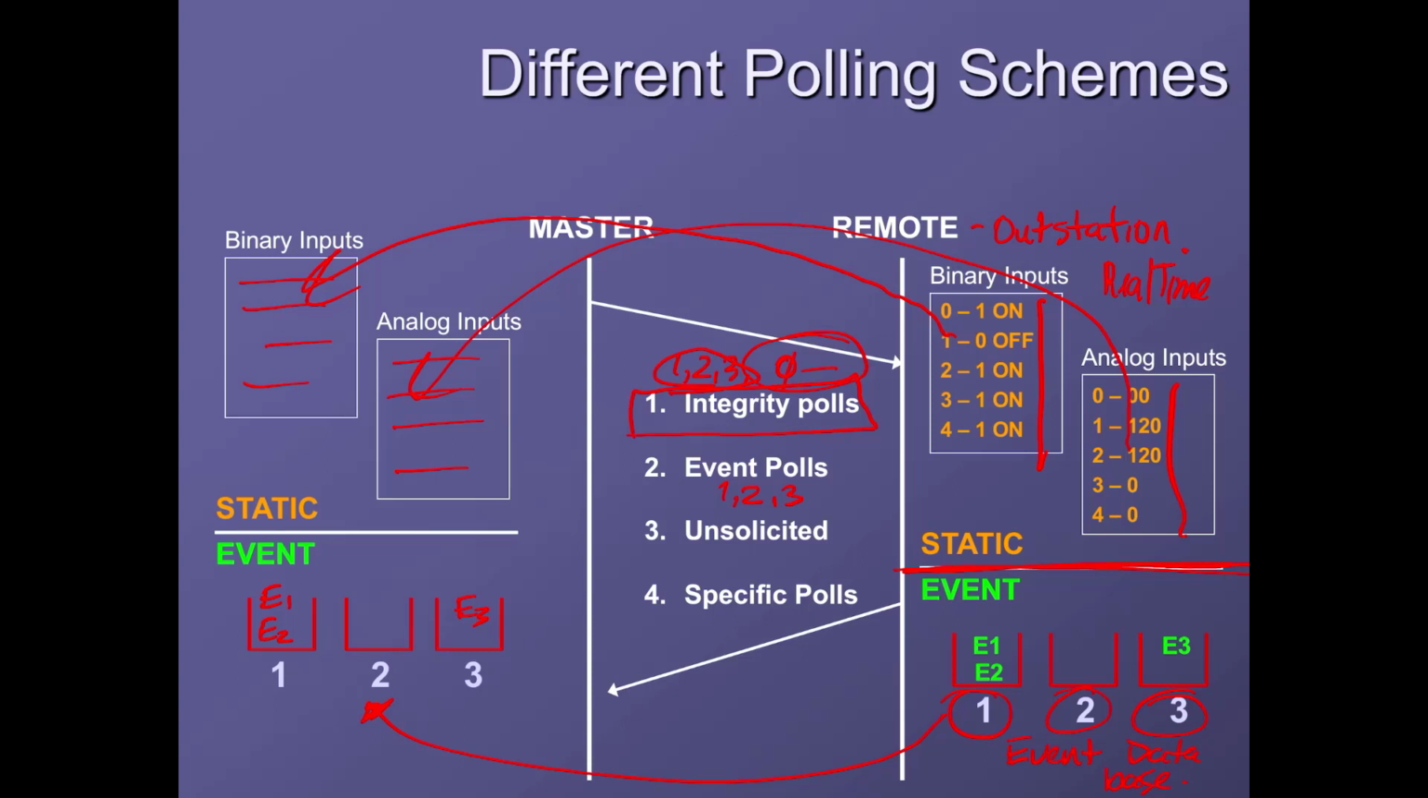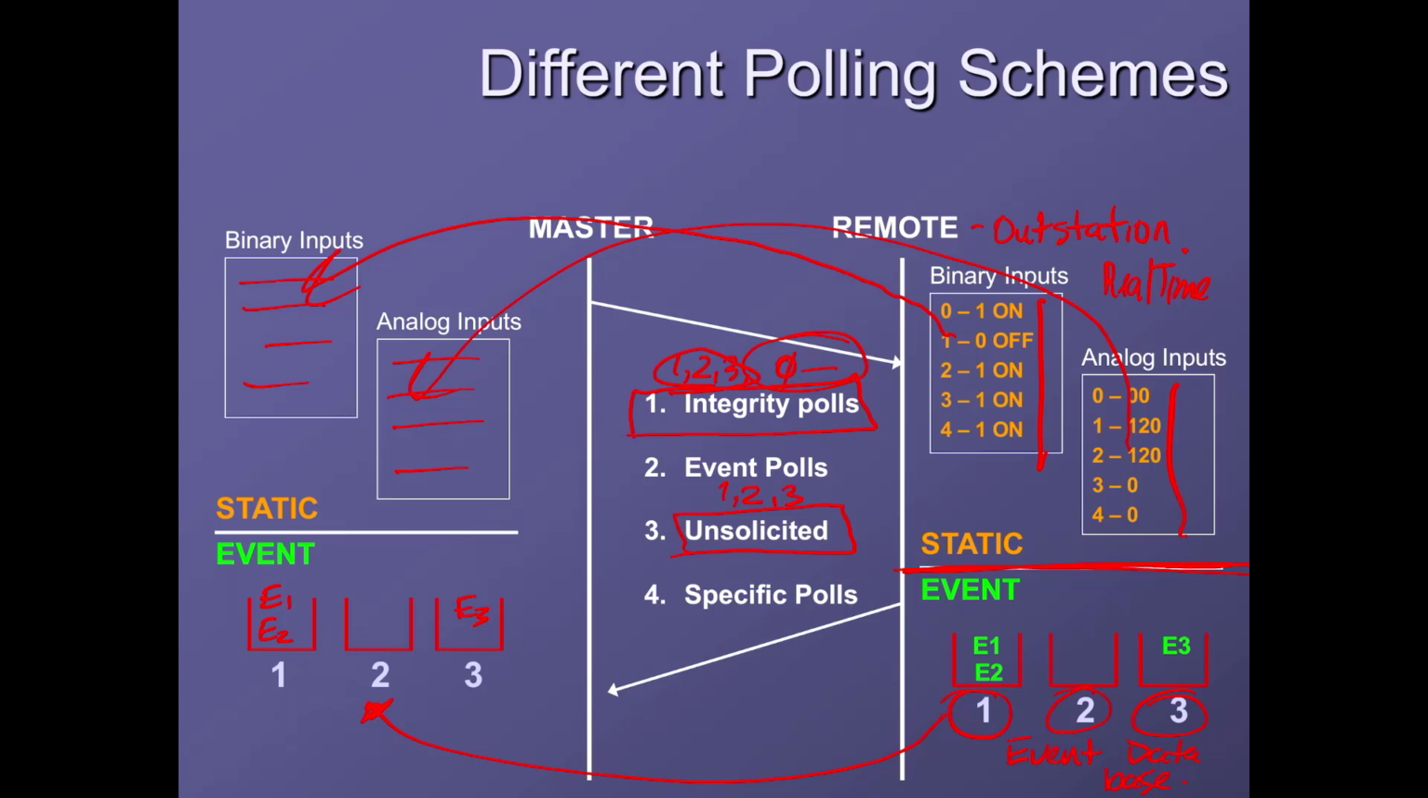Okay. So then this next one, which I'm going to talk about in a minute, I'll put aside for now, but this is unsolicited messages, where there are no actual polls going out from the master, and it's only when events occur that the outstation is going to, I call it, shout its significant event back to the master, and it's unsolicited. When it says unsolicited, it's saying that it wasn't requested by the master. So that's called unsolicited responses.